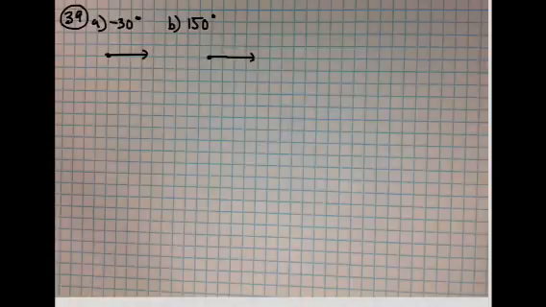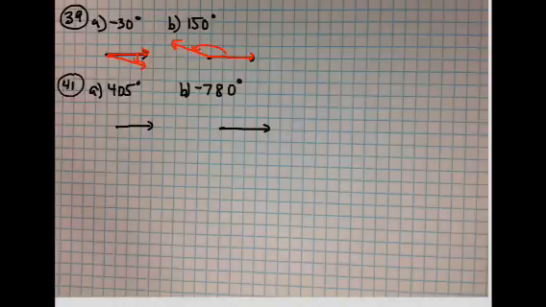Okay, for 39, you're drawing an angle in standard position. So here I have the positive x-axis, so this is my 0 degrees. And then negative 30, that means it's going clockwise. So it's approximately right here, going this way. Okay, 150 degrees, here's the 0. And it's going to be about here, the arrow going that way.